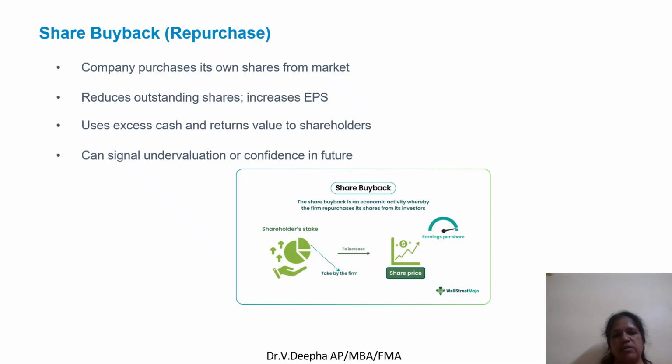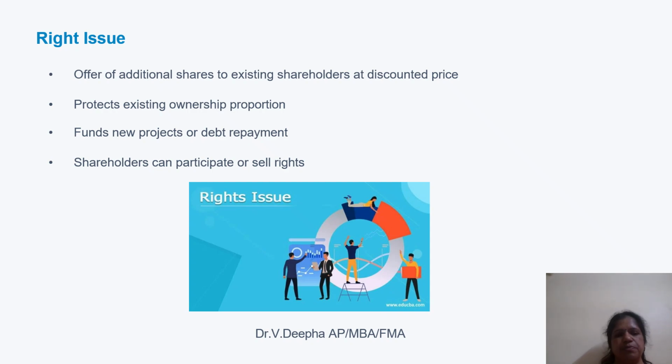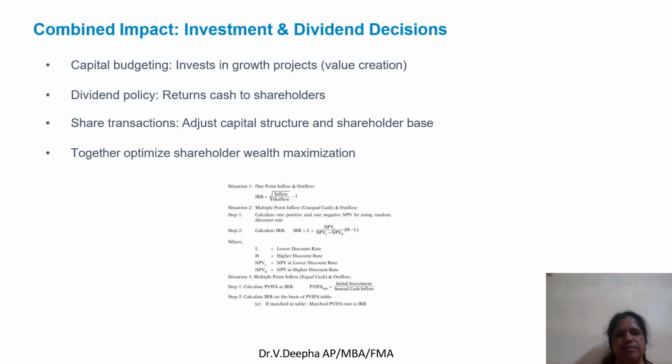Share buyback: the company purchases its own shares from the market, reducing outstanding shares and increasing earnings per share. It uses excess cash and returns value to shareholders, and can signal undervaluation or confidence in the future. Rights issue: an offer of additional shares to existing shareholders at a discounted price, protecting existing owners' proportion and funding new projects. Shareholders can participate or sell their rights.